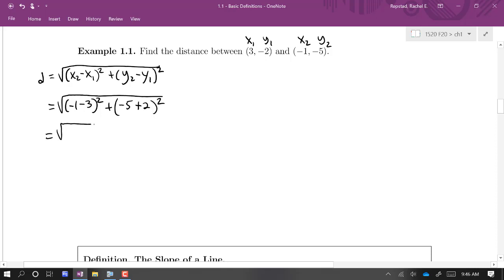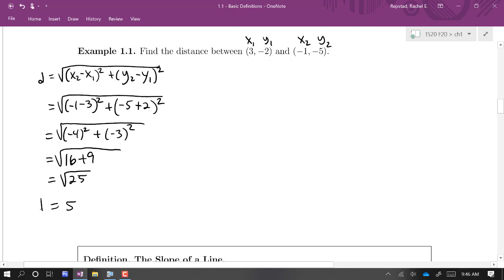So I've got -4 squared plus -3 squared inside the radical. That's 16 plus 9, which is 25. Square root of 25 is 5. So there's the distance.